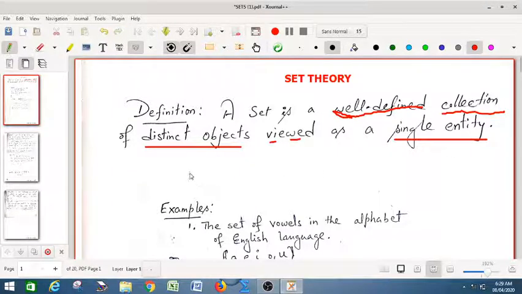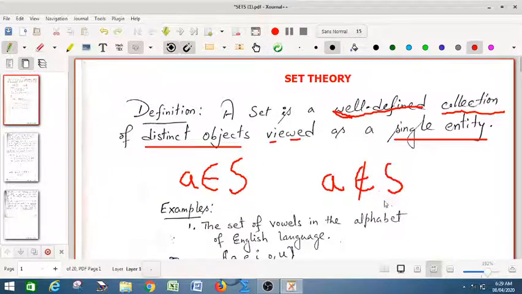So if A is an element that belongs to the set, we use the symbol A belongs to S. This symbol is 'belongs to'. And if A does not belong to S, then we use the symbol 'does not belong to'. So this is the symbolic representation of an element belonging to S. So for well definedness, A is definitely within S or A does not belong to S. This is the definition, and this is the concept of well definedness, distinct objects, single entity.